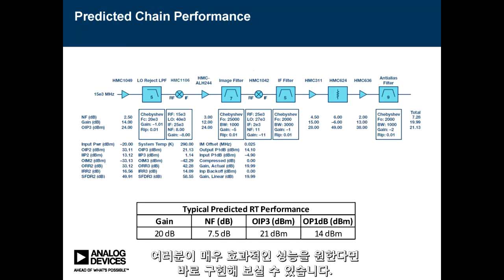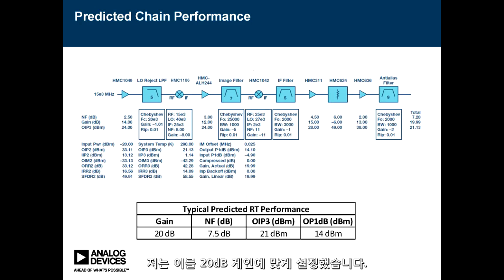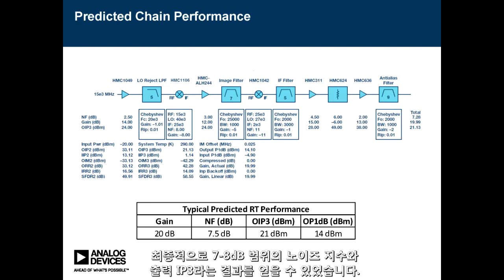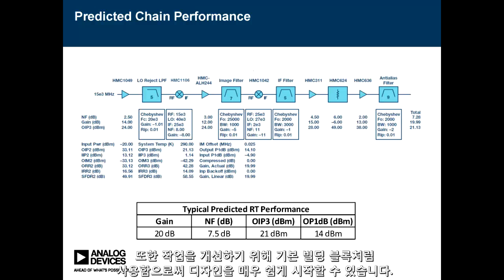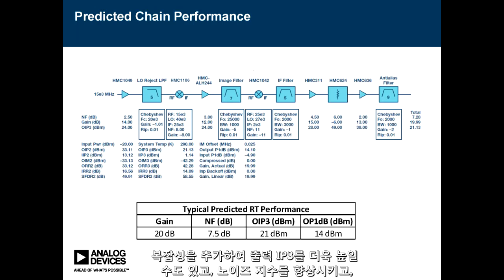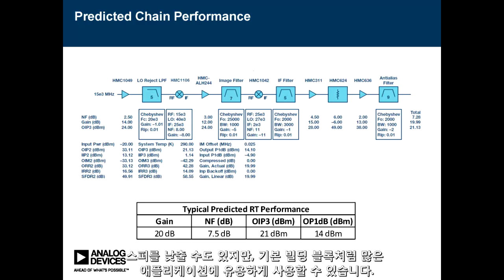You could go and build this thing, and you get an expected performance that's very reasonable. I set this up for 20 dB gain. We end up with a noise figure in the 7 to 8 dB range, and output IP3 as a reasonable number. There are ways to improve that stuff, but as a basic building block, this is an excellent place to start. There are things to do to get higher output IP3. There are things to do to get better noise figure or lower spurs by adding complexity to it. But as a basic building block, this would be useful for a lot of applications.